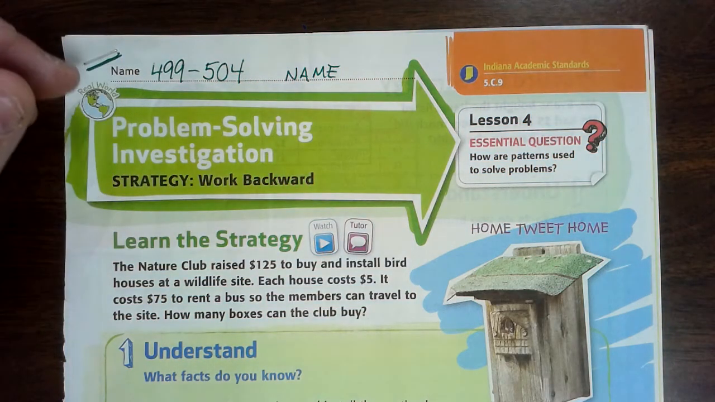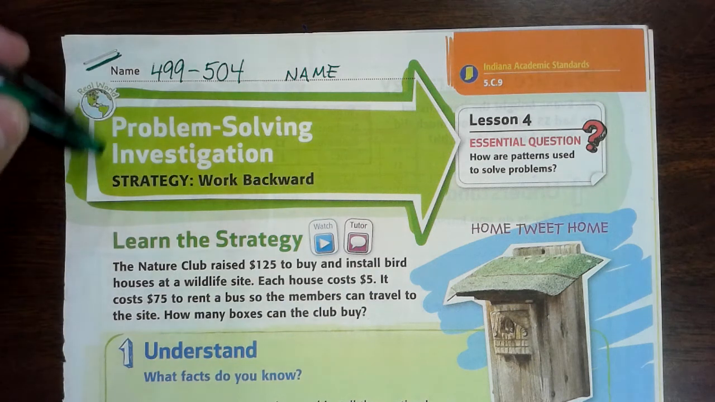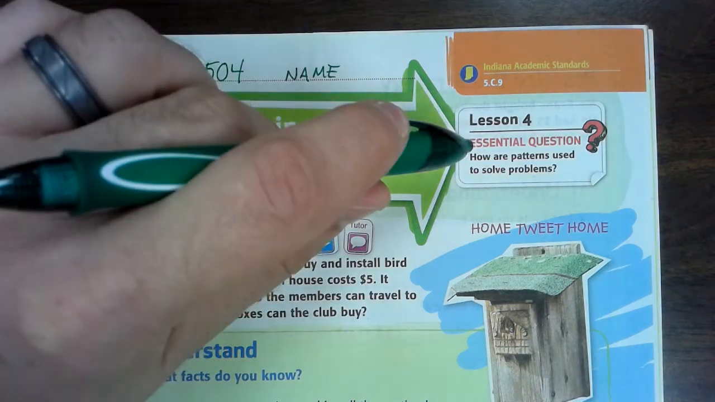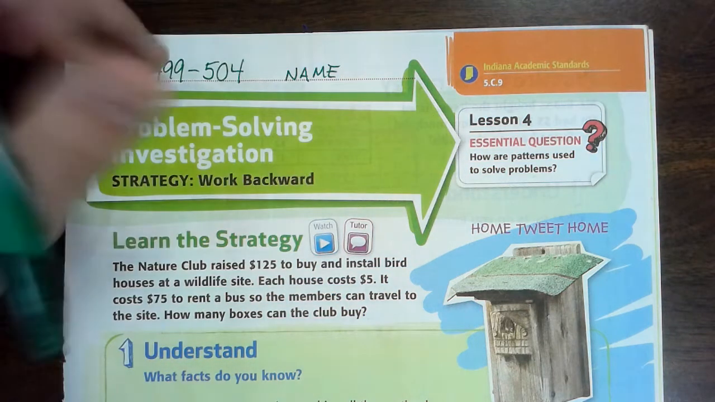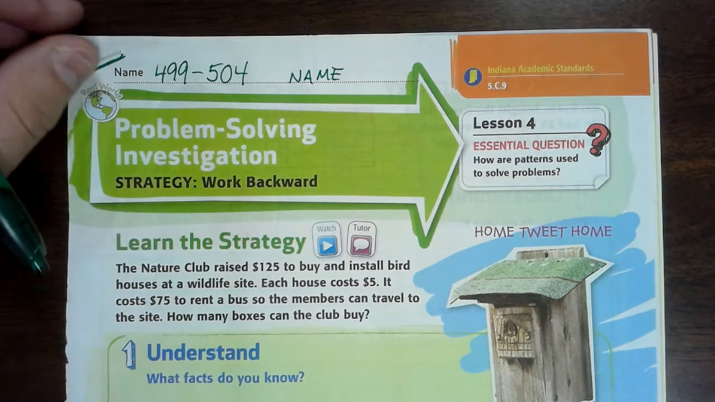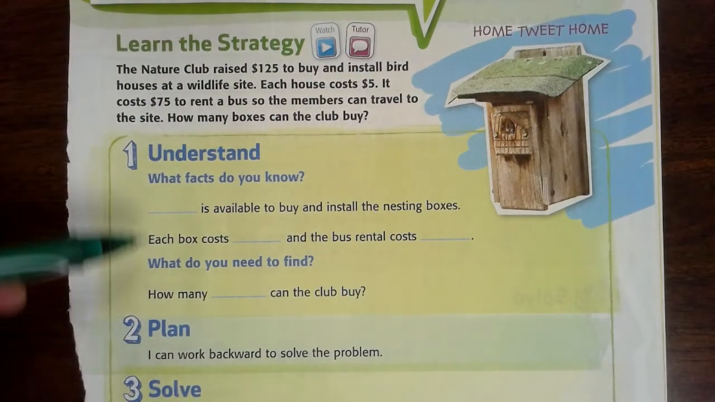All right, so lesson 4, we are talking about problem solving today, working backwards. The essential question is, how are patterns used to solve problems? That's what our essential question has been in the last few lessons. So we have to ask, what do we know? What do we need to find?